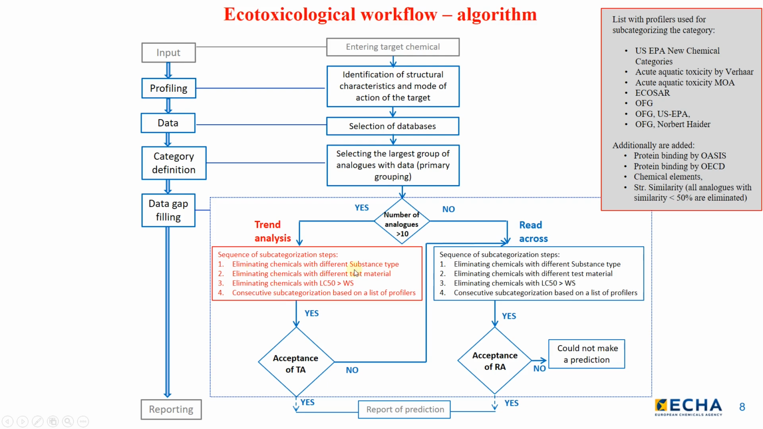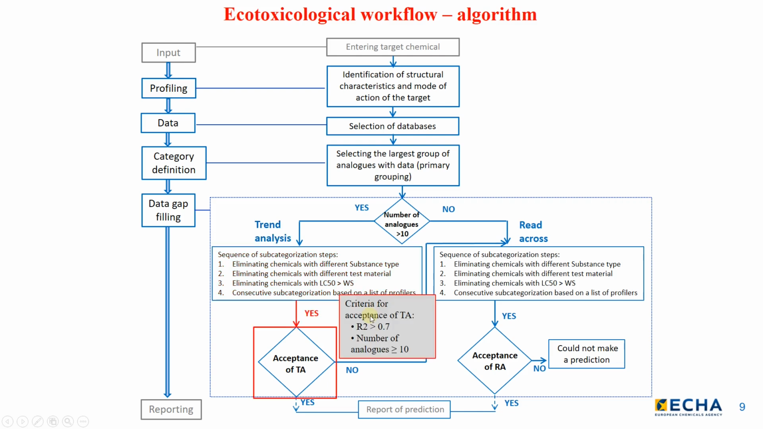First, chemicals that have a different substance type than the target chemical are eliminated. Second, chemicals whose Euclid presentation differs from their test material are removed. The third subcategorization is the elimination of chemicals whose LC50 data are greater than their water solubility, obviously some artificial data points. Finally, structurally dissimilar chemicals are eliminated by a list of profilers.